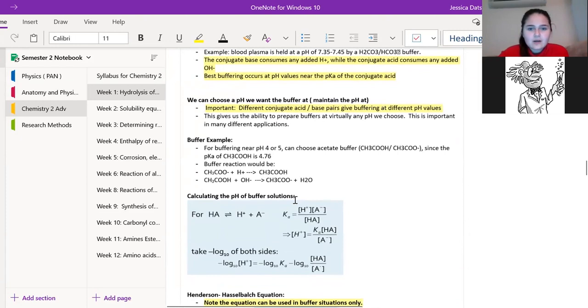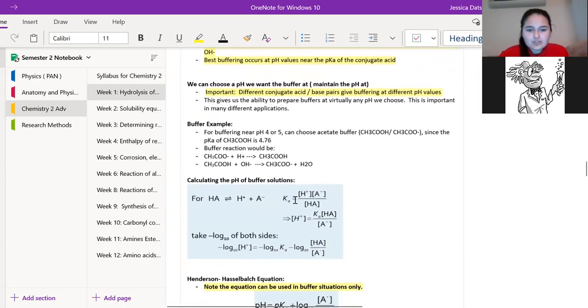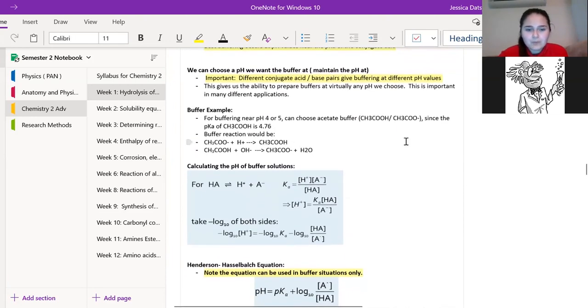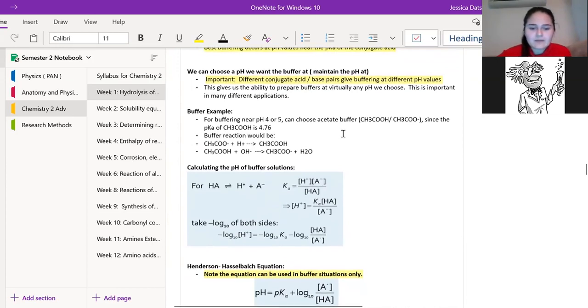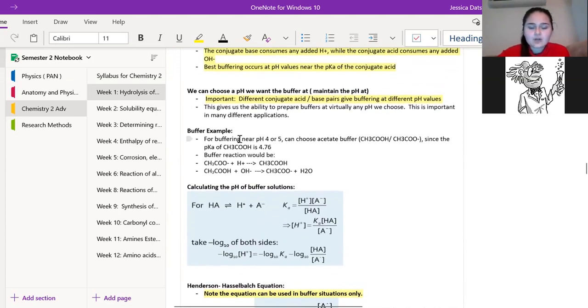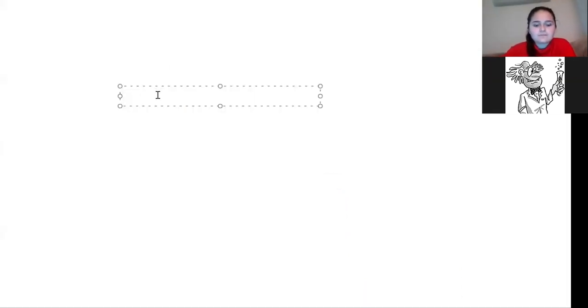Yep. This is important to know. These are how you work out buffers. So here's an example firstly of a wordy buffer, and then we'll look at the math part of it. So acetic acid is an example also of a buffer. Do you want me to write it down? Would it be easier? Can you see my whiteboard? Cool. I'll write it down.